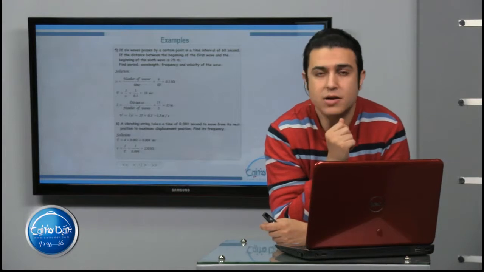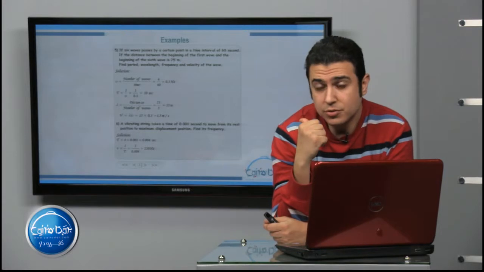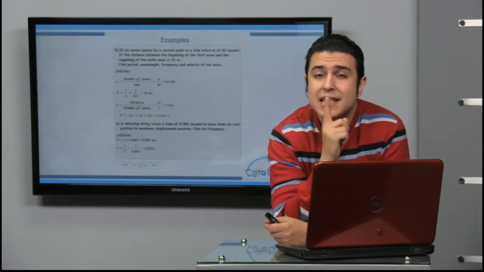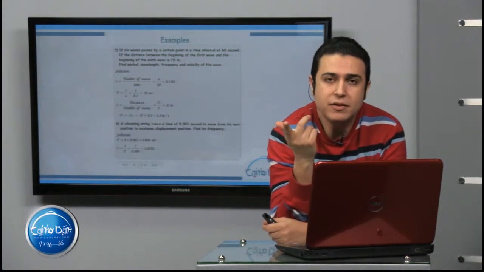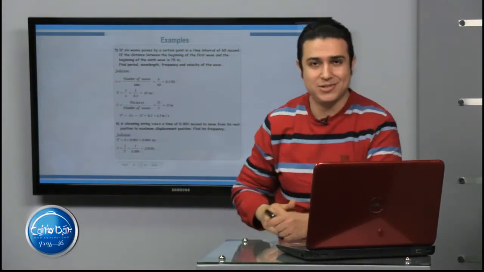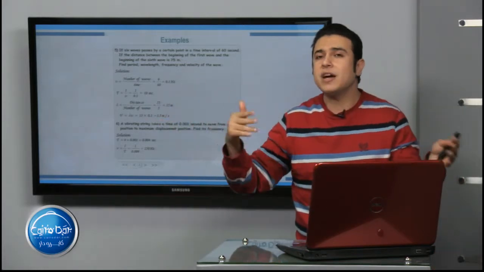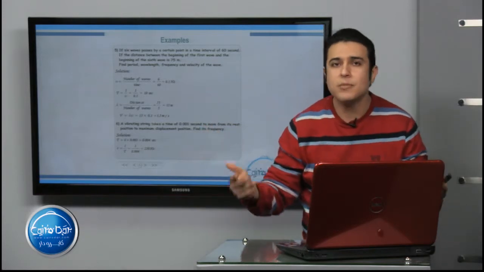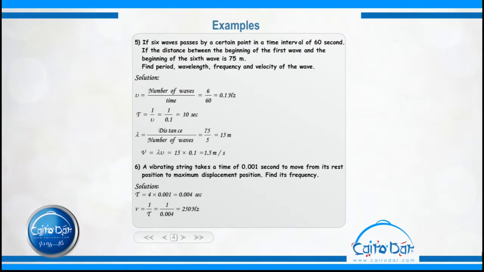But to calculate the wavelength, you have to concentrate well. I told you in this example, the distance between the first wave and the 6th wave is 75 meters. So 75 meters covers how many waves? From the first to the 6th, 6 minus 1 equals 5. So the number of waves for this distance is 5 waves.